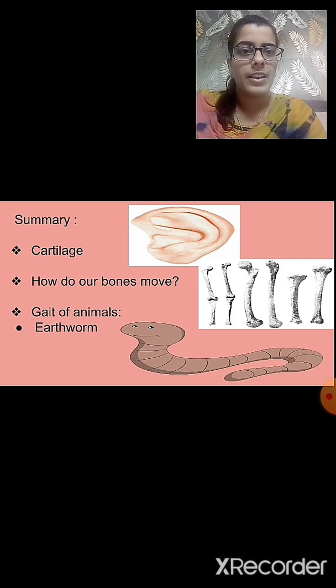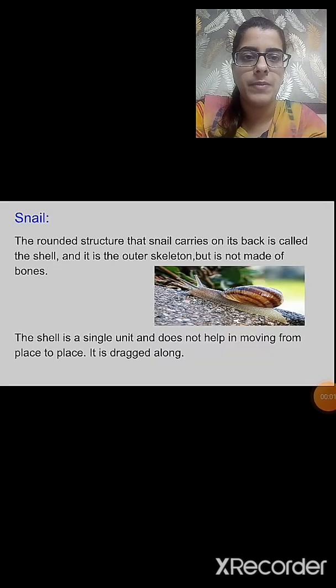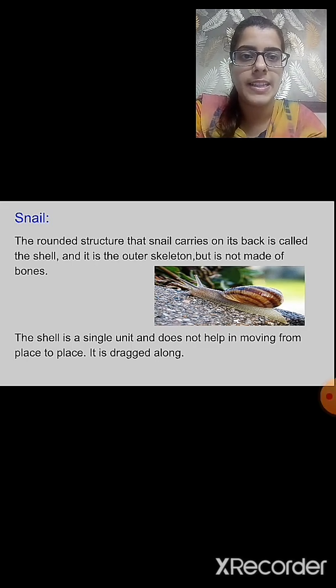So, these are the topics that we have studied in our previous session. I hope all the topics are understood by you. So now, let us begin with today's session. In today's session, first we will study about the snail. How does the snail move from one place to another?